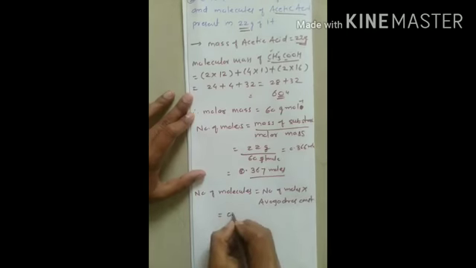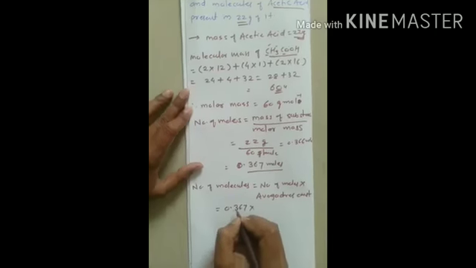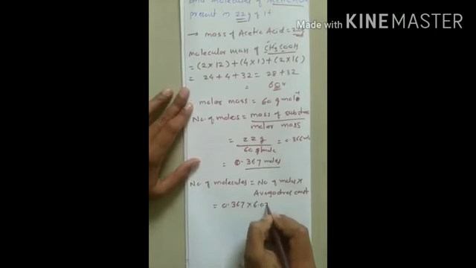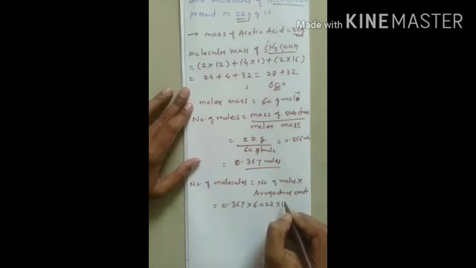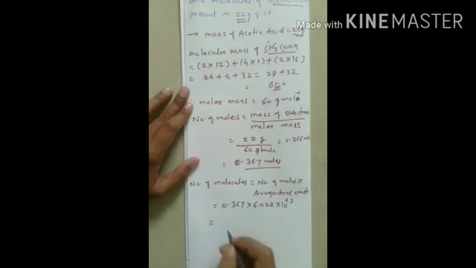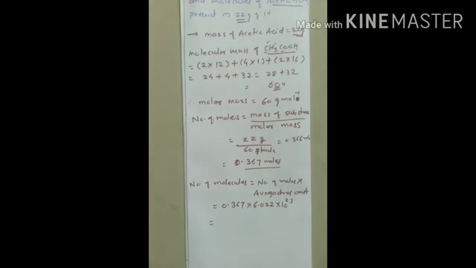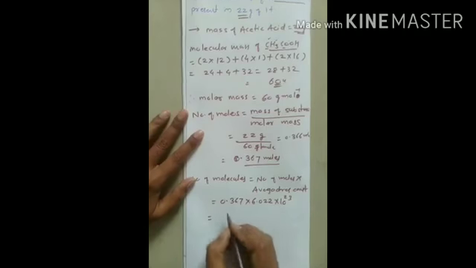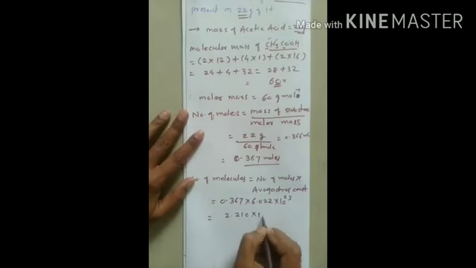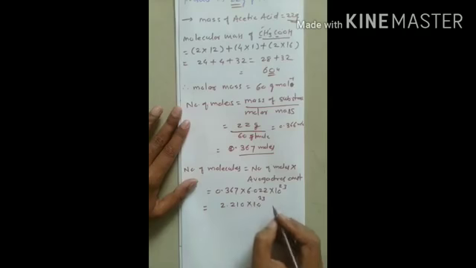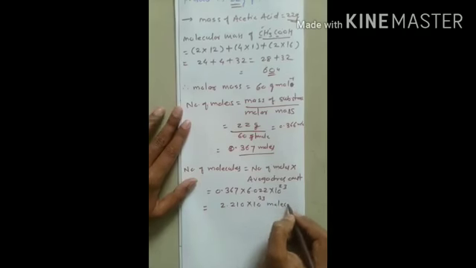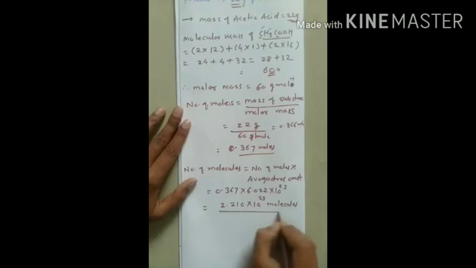So number of moles here is 0.367 into Avogadro's constant, which is 6.022 into 10 raised to 23. Okay, and if you multiply it, you will get 2.20, or we can say more precisely 2.210 into 10 raised to 23 molecules. Okay, so this is the second answer.